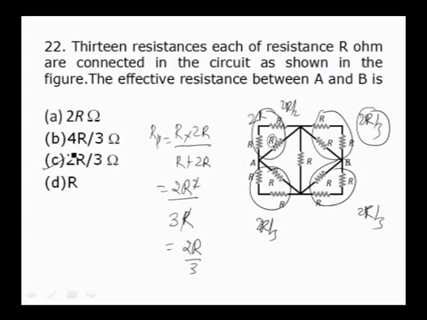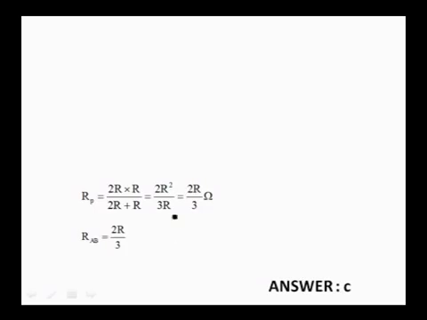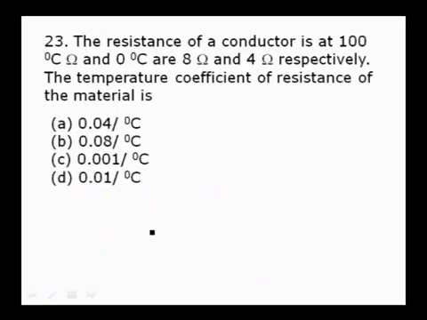Or else you can also follow the effective resistance. This is in series and this is in series, effective resistance. This will take a long step. I will show that step also. Okay, this is the effective resistance calculated, that is 2R divided by 3. Then the final answer is 2R divided by 3 ohm. The correct answer is C.